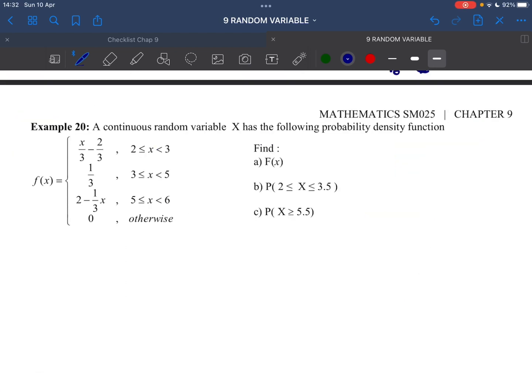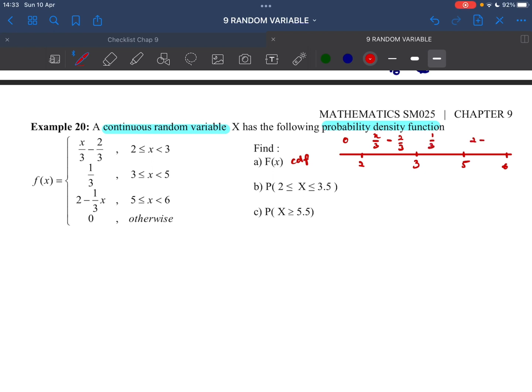Okay, so let's see one more example for a continuous random variable with a probability density function. So those are the two things that you have to identify: probability density function, continuous random variable. So there's always integration involved in this question. So first, the question says find Fx, which is actually your CDF. Okay, so first we have a piecewise function with 1, 2, 3 functions, a lot of functions there. So just put your number line. We have 2, 3, 5, 6. Okay, for x less than 2, function is 0. For x between 2 and 3, function is x over 3 minus 2 over 3. For 3 to 5, we have function 1 over 3.